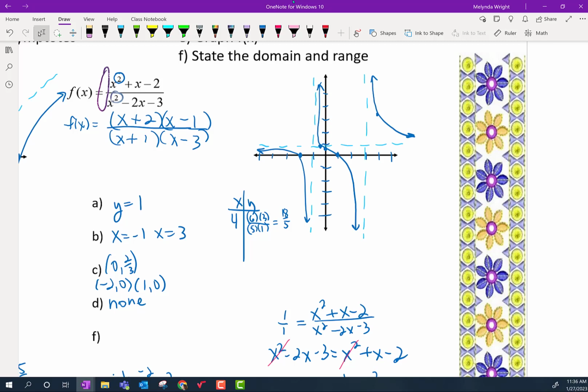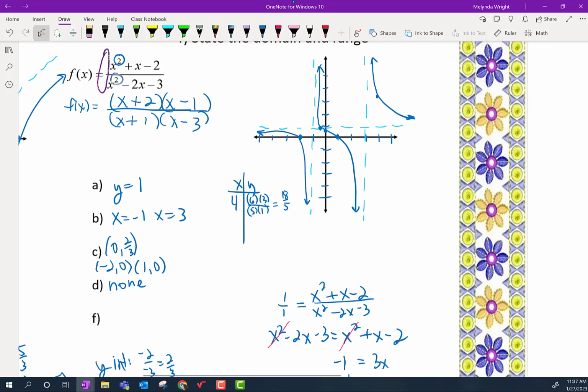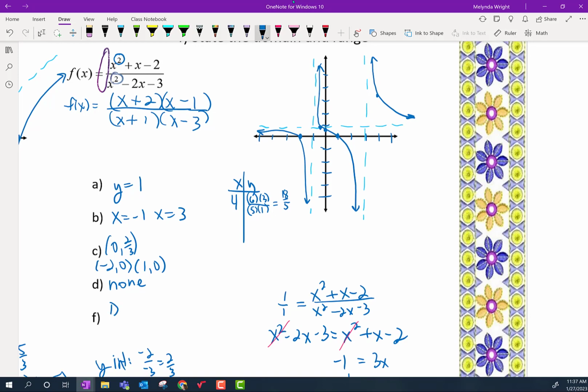Only one thing left to do, and that is to find our domain and range. So let's do that. Domain is -infinity to -1, -1 to 3, and then 3 to infinity. Our range, our range is everything again, just like the other one. That's kind of nice. It doesn't always end up that way, but that was nice. So it's everything. All right.